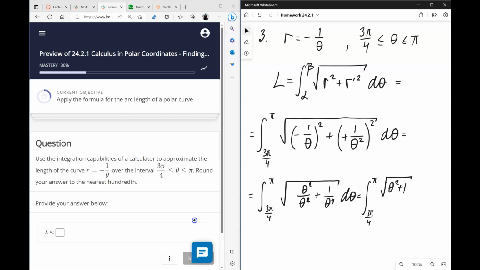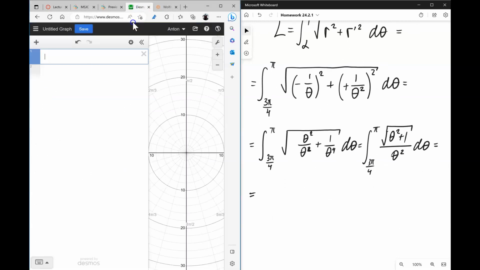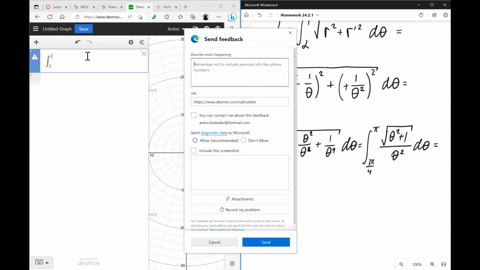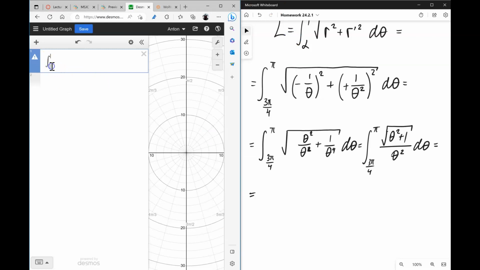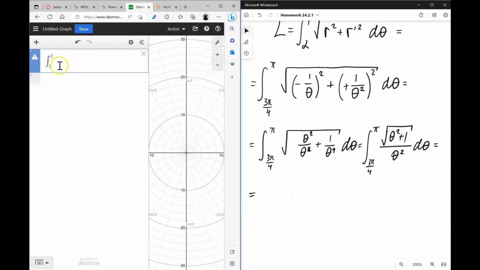And I do believe we can do this one by hand. I'm not going to try, but it looks like just a trigonometric substitution. So let's go ahead and plug it into some sort of technology. So we have integral from pi. That was not my intention. Oh, sorry, this is Desmos. I don't need to use any shortcuts.